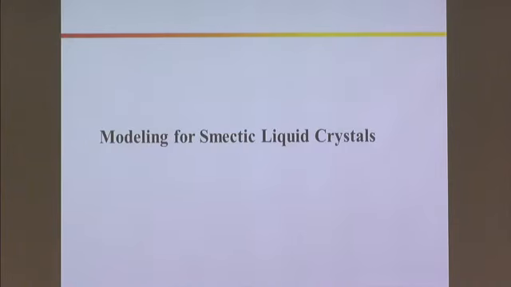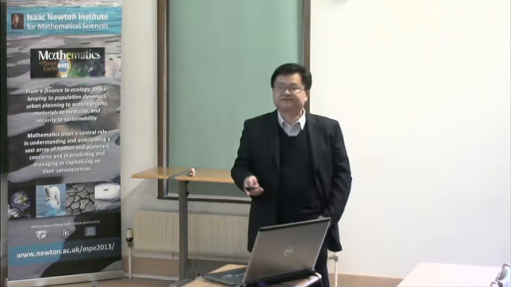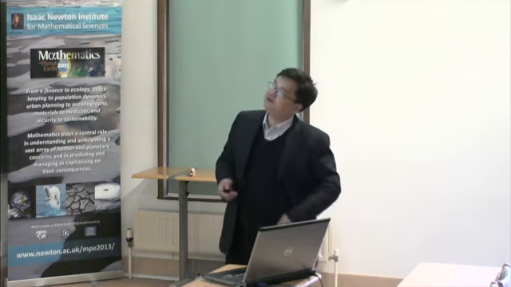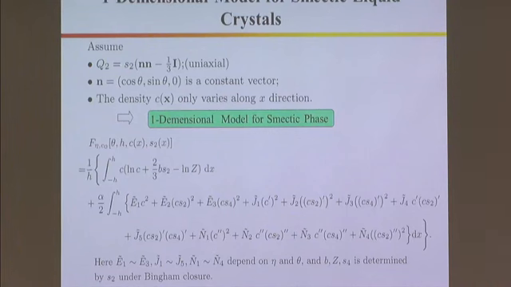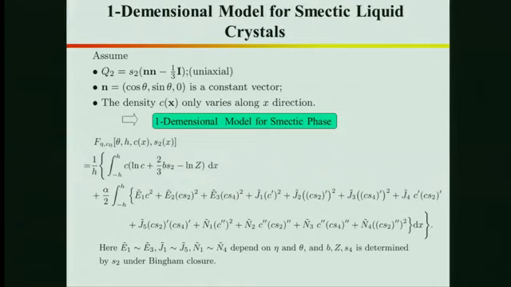So now I'm talking about modeling for the smectic phase. We suppose Q2 is S2(AA minus 1/3 identity). It means uniaxial, and S is constant. At that time, there are just two order parameters: one is C, one is S2. Actually, we don't know what the periodic length is. Theta means the angle.